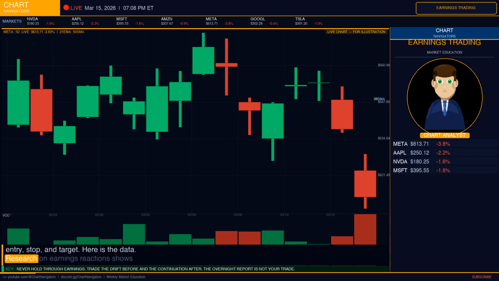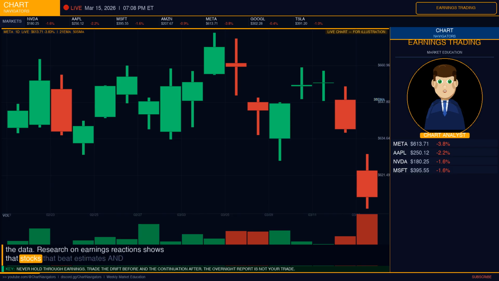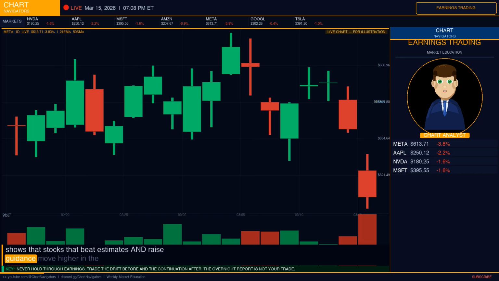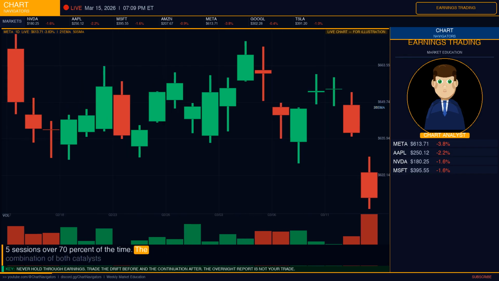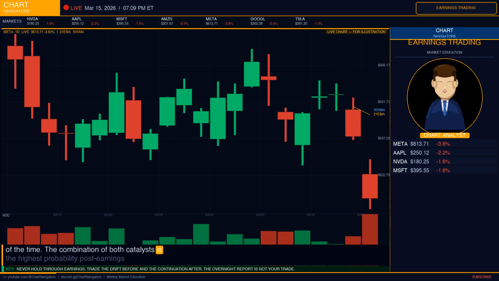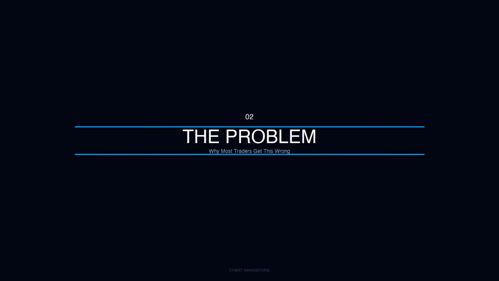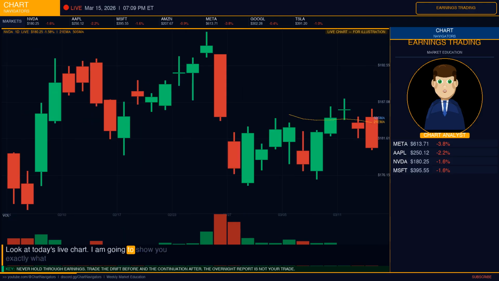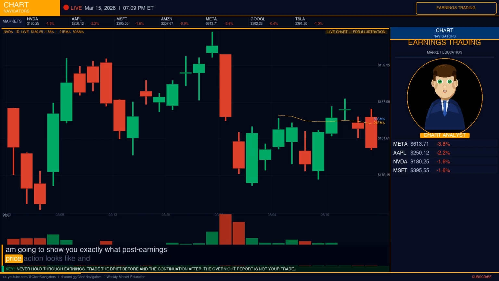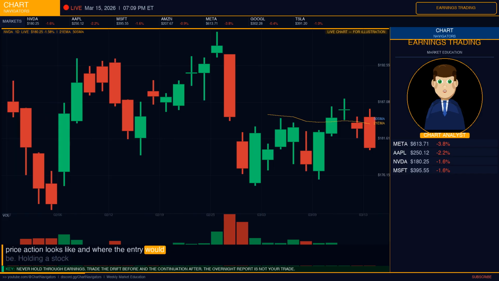Here is the data. Research on earnings reactions shows that stocks that beat estimates and raise guidance move higher in the following 5 sessions over 70% of the time. The combination of both catalysts is the highest probability post-earnings setup, based on daily chart analysis of S&P 500 components from 2014 to 2024. Look at today's live chart. I am going to show you exactly what post-earnings price action looks like and where the entry would be.